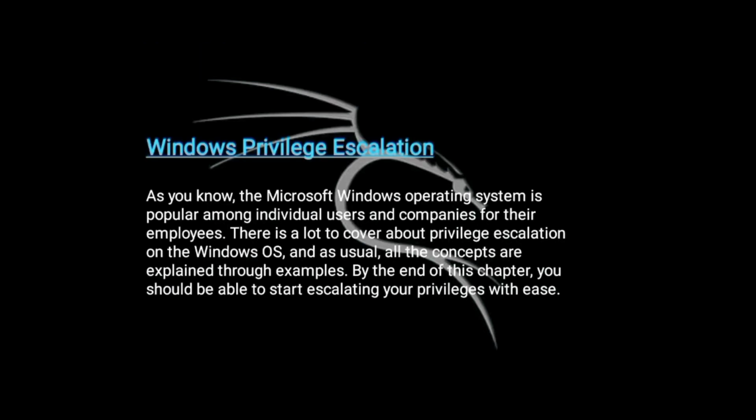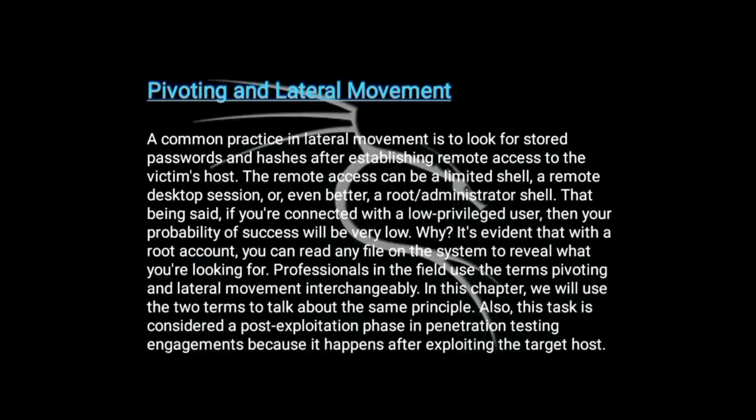Windows privilege escalation. As you know, the Microsoft Windows operating system is popular among individual users and companies for their employees. There is a lot to cover about privilege escalation on the Windows OS, and as usual, all the concepts are explained through examples. Pivoting and lateral movement. A common practice in lateral movement is to look for stored passwords and hashes after establishing remote access to the victim's host.